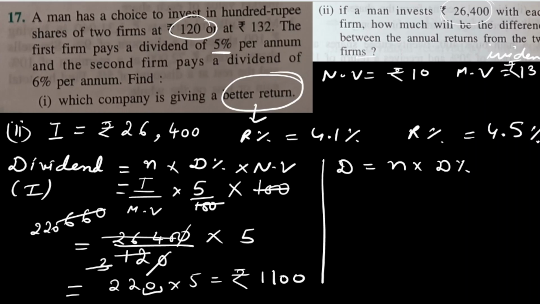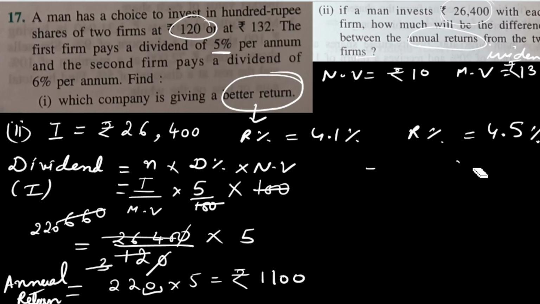Now we have found the dividend. Annual return means annual dividend only. So we have found annual return. I'll use here the word annual return. Whatever term is used in the question, accordingly we will be using that term only. Now let's do the second one.